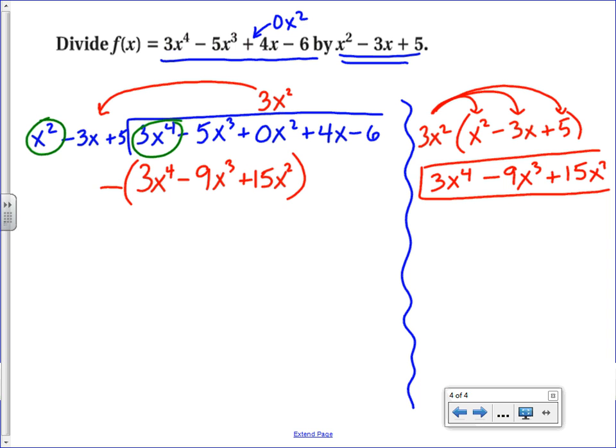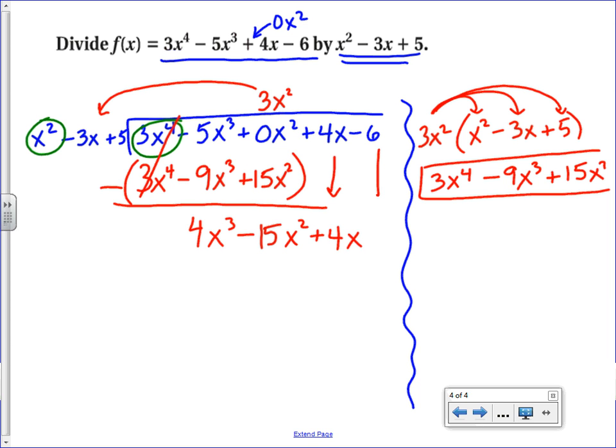3x to the 4th minus 3x to the 4th should cancel out if you do it correctly. And then we have this minus 5x to the 3rd minus a negative 9x to the 3rd, which is like adding 9x to the 3rd. So this will become positive 4x to the 3rd. We have a 0x squared minus a 15x squared, which is going to be negative 15x squared. And then we bring down our remaining terms, the 4x and the minus 6. We have our new polynomial, and we start the whole process again.